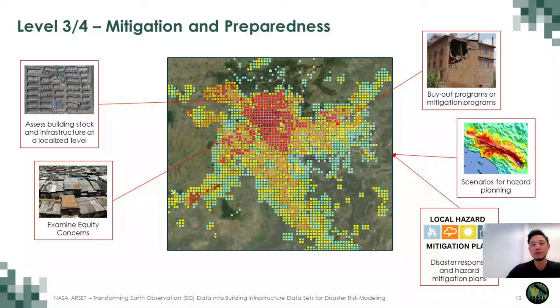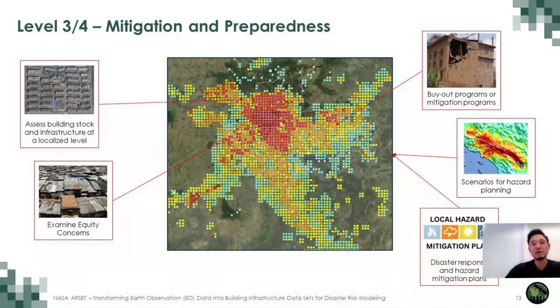Buyout programs or mitigation programs: after level 3, we have the distributions, we might start looking at where there's a high distribution of these really vulnerable buildings, such as the URM or unreinforced masonry buildings. For level 4, it might be a little different. If we don't have that actual structure data and it's just assumed, we can start looking at, you know, really old, maybe pre-code buildings where those are a high distribution within the region.